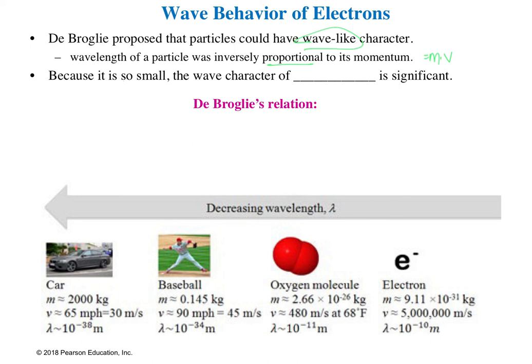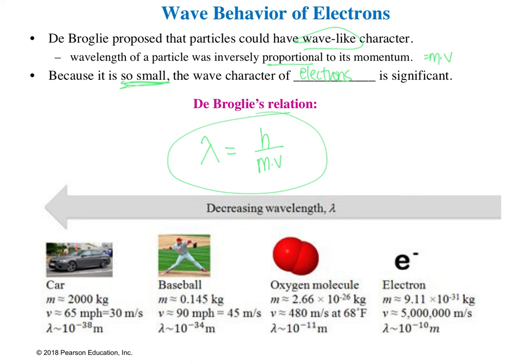So because electrons are so tiny, the wave character of the electrons is significant. They're so tiny that they do act like a wave. The relationship is the de Broglie wavelength is equal to Planck's constant over the momentum, mass times velocity.